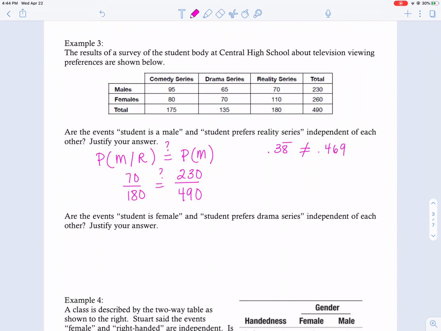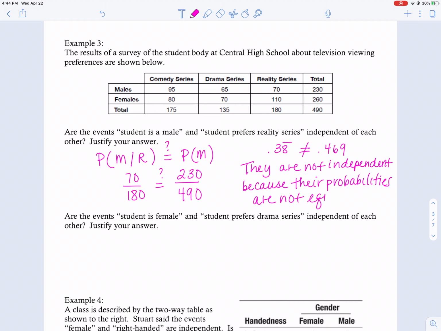So you are going to say they are not independent because their probabilities are not equal. Okay, that's all you have to prove. All right, they want us to prove another one.